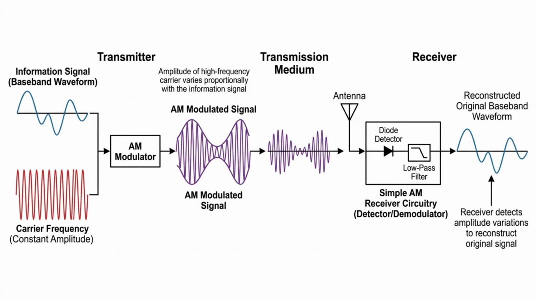Mathematically, the carrier frequency remains constant, while only its amplitude changes in proportion to the information signal. The receiver detects these amplitude variations and reconstructs the original baseband waveform with relatively simple circuitry.